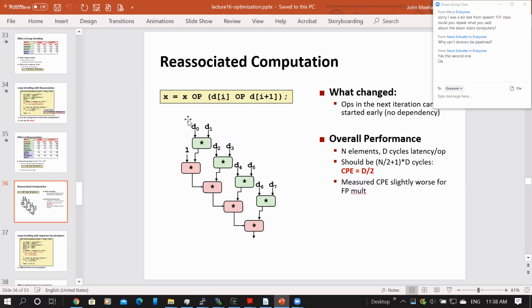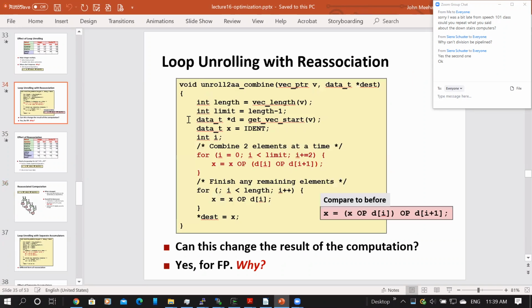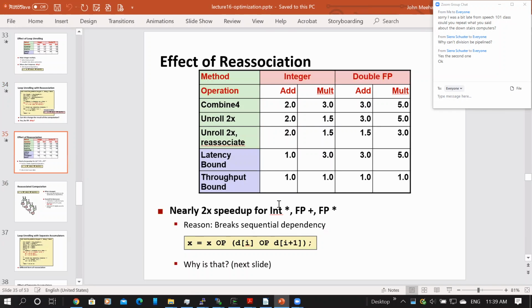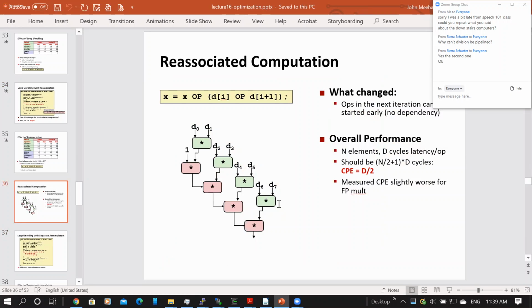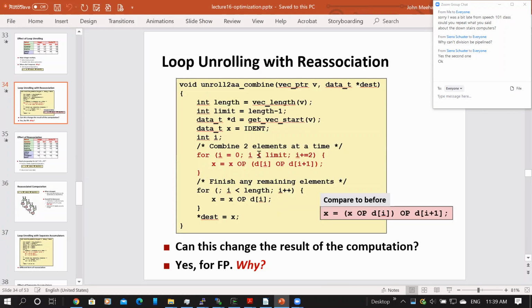Does anybody see anything screwy about the explanation I just gave? What does the code look like? In a loop. All right. We're doing the reassociated one, right? And we're doing the loop unrolled business. So we're doing the loop unrolled thing, right? And we're associating on the right. That's the one we're doing, right?